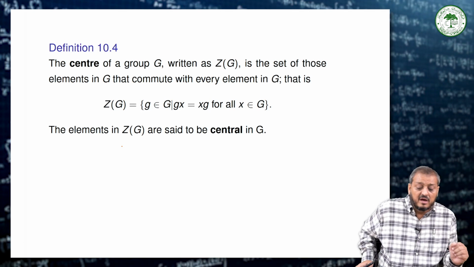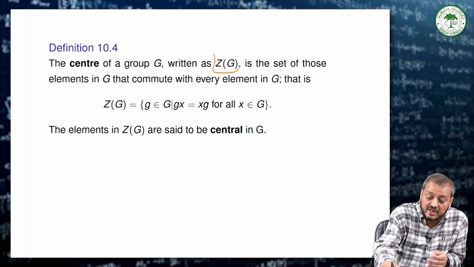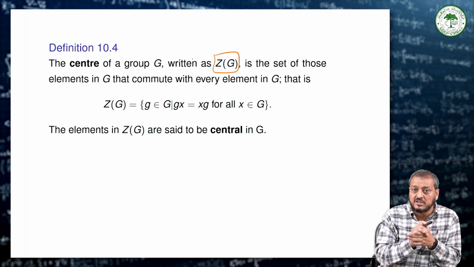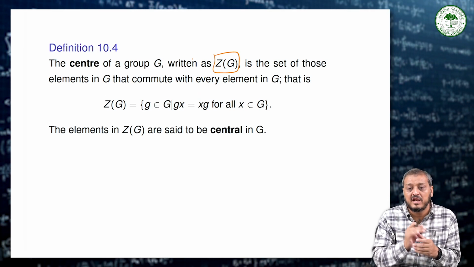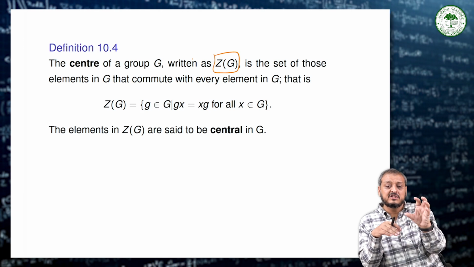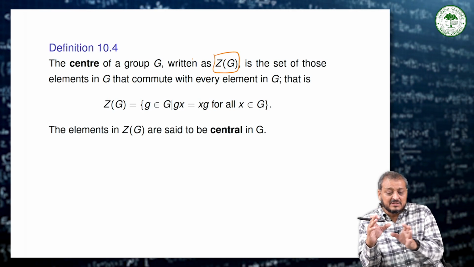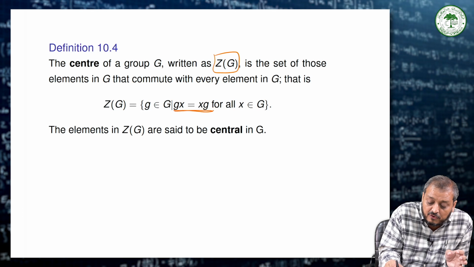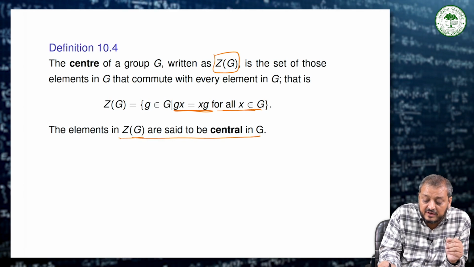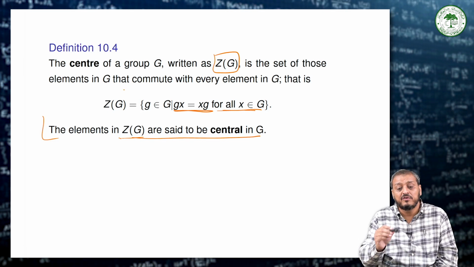Let the center of a group G, denoted as Z(G), be the set of those elements in G that commute with every element in G. Means we have the collection of all elements g in G such that g commutes with every element x of G. Then we can say gx is equal to xg for all x belonging to G. The elements of Z(G) are said to be the center of G. So this is called the center of a group.